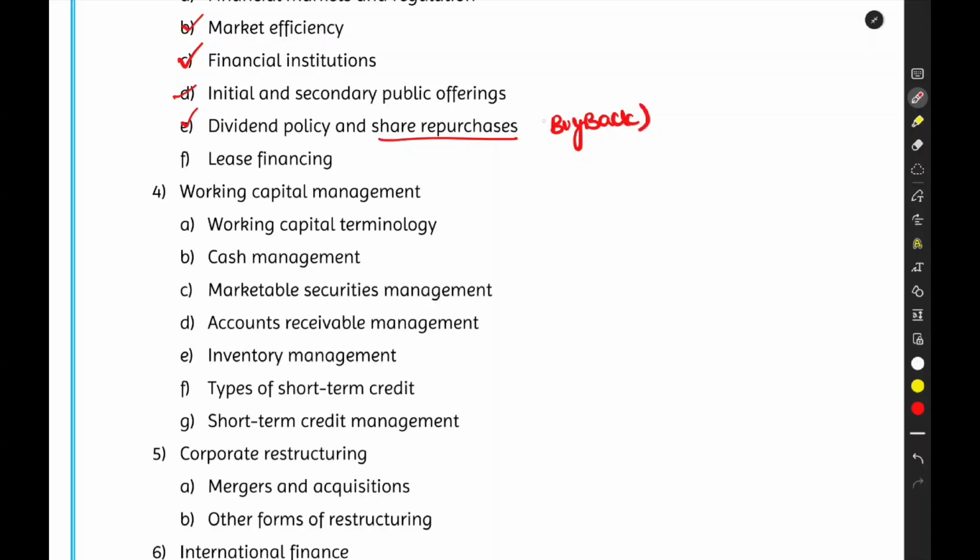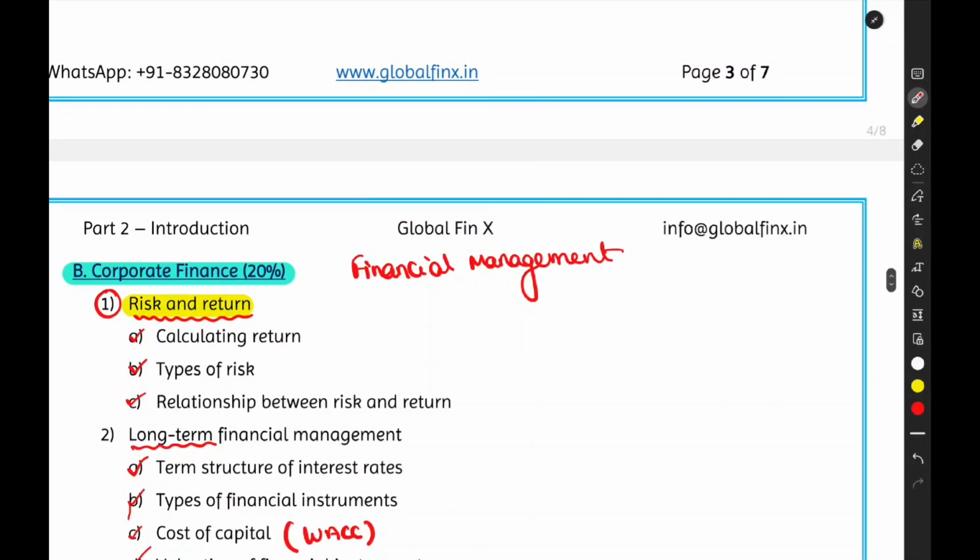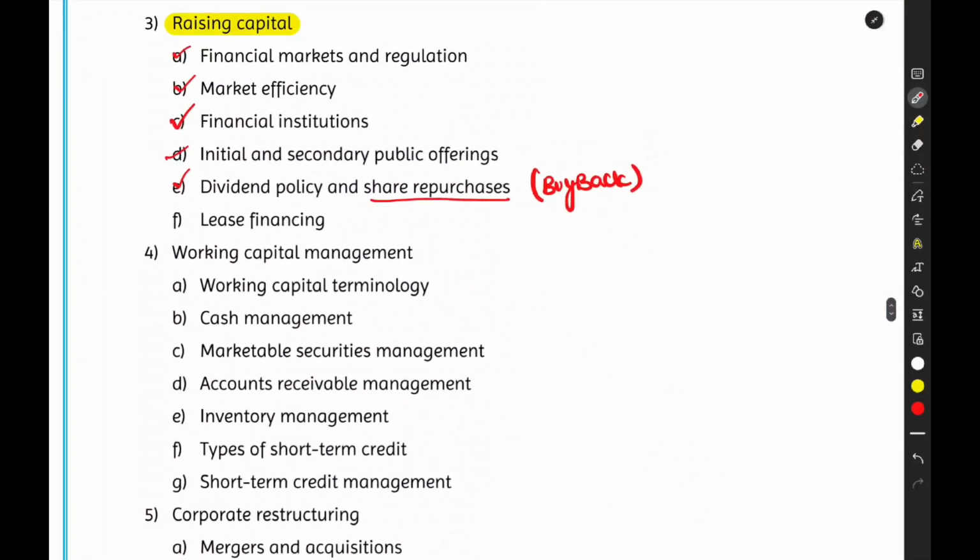And share repurchases, where a company can buy back its own shares. When the company has surplus funds and too many shareholders, companies usually buy back their own shares, which is called repurchase of shares.